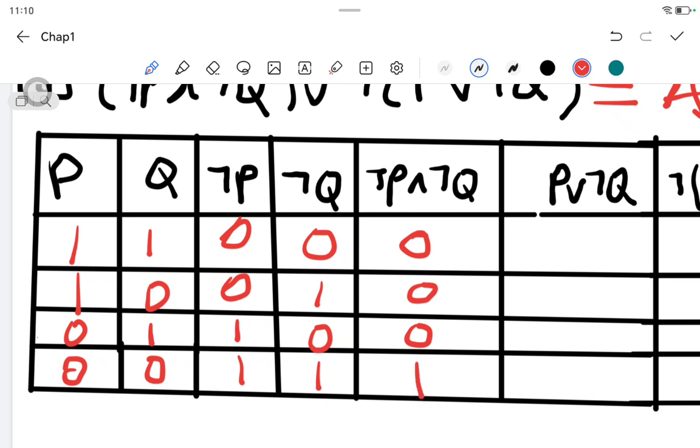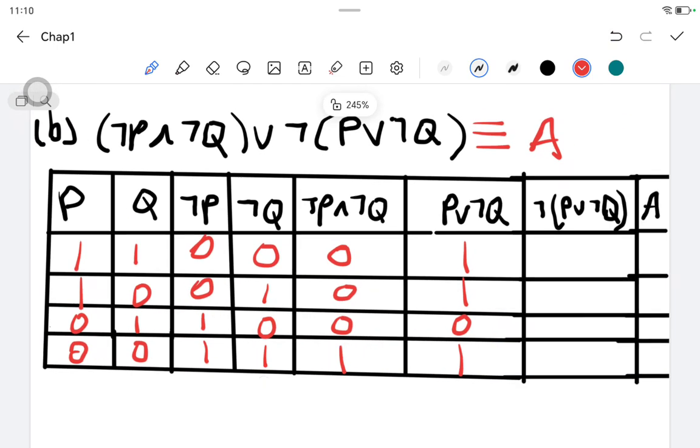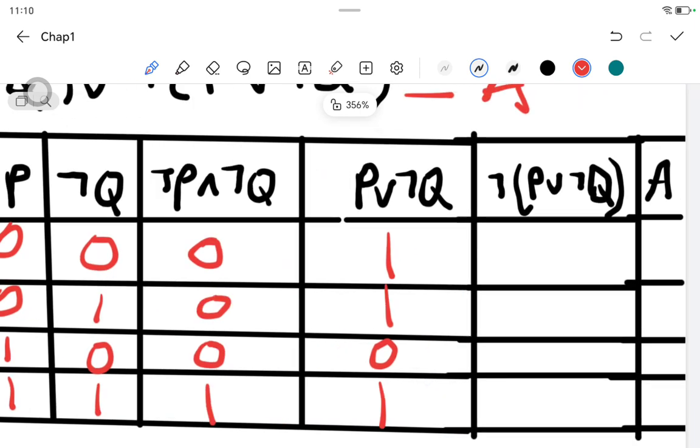And then P or negation of Q, right? Now for P or negation of Q, remember it's a plus. So 1 plus 0 will be 1, 1 plus 1 will be 1, 0 plus 0 will be 0, then 1 plus 0 will be 1, right? Then now we check the negation of this. The negation of this will be 0, 0, 1, 0.